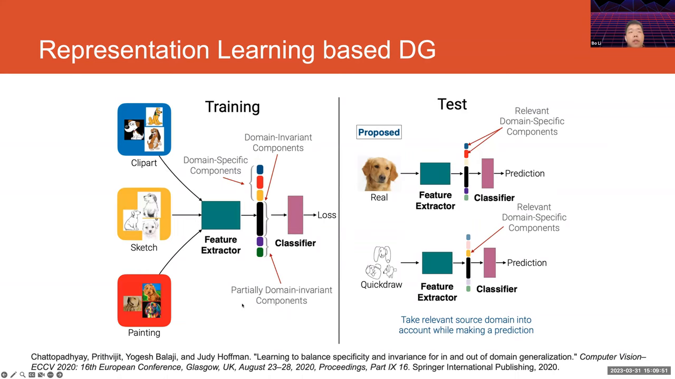Possibly the invariant features in these three domains of dogs are the shapes of the dogs. They want to disentangle the domain-specific components from the domain-invariant components, so that the classifier would not be fooled by domain-specific information. For example, in clip art, the styles are the domain-specific information. This is the summary of representation learning based domain generalization.